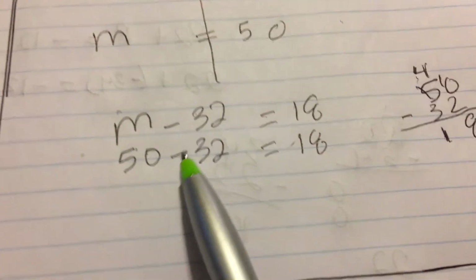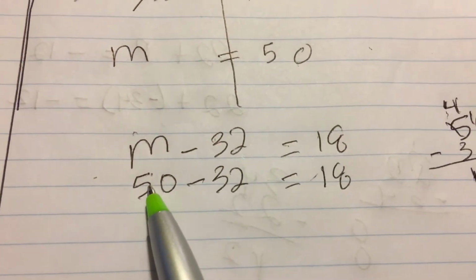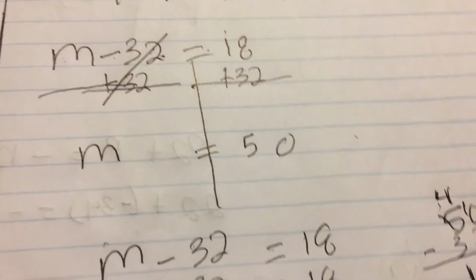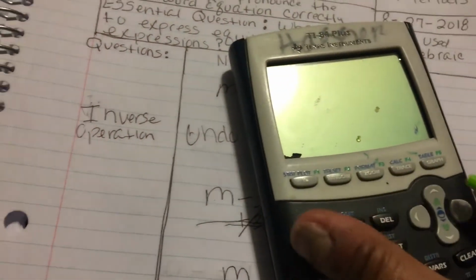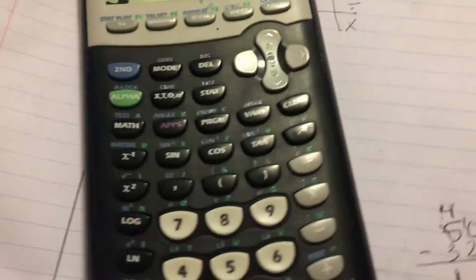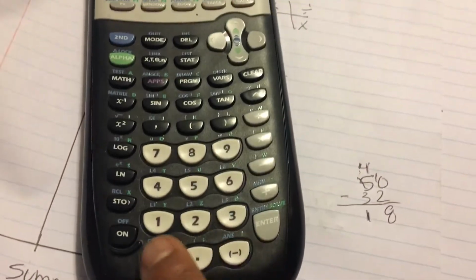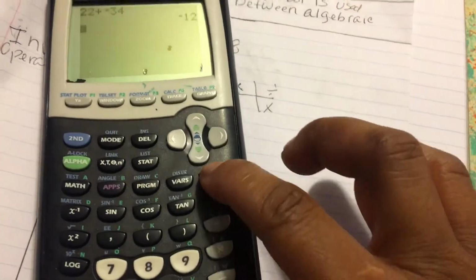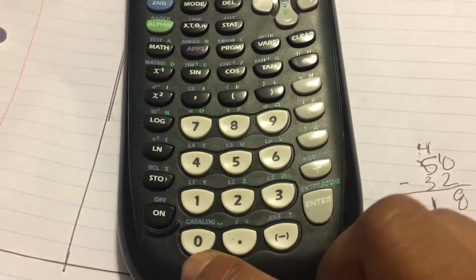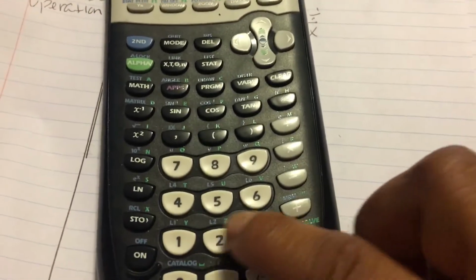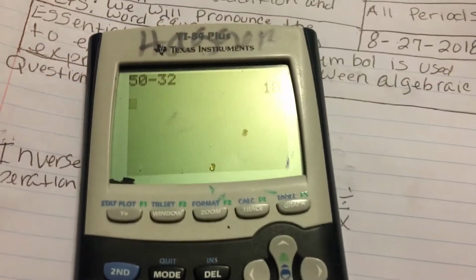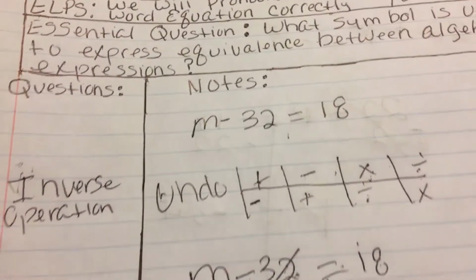So here, I just rewrote everything. We have 50 minus 32. You can put that in your calculator, and I am going to let you use your calculator in class every day. So let's put 50 minus 32. And what do we have? 50 minus 32 is 18. And isn't that what our problem stated? So that is a true statement.